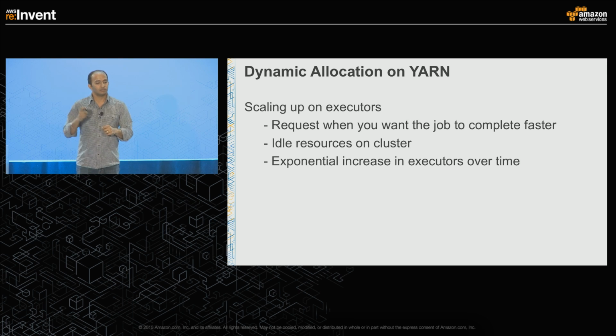Next, once your job is running, Spark decides how many executors are needed. So Spark decides, okay, I can exponentially allocate more executors for your job.